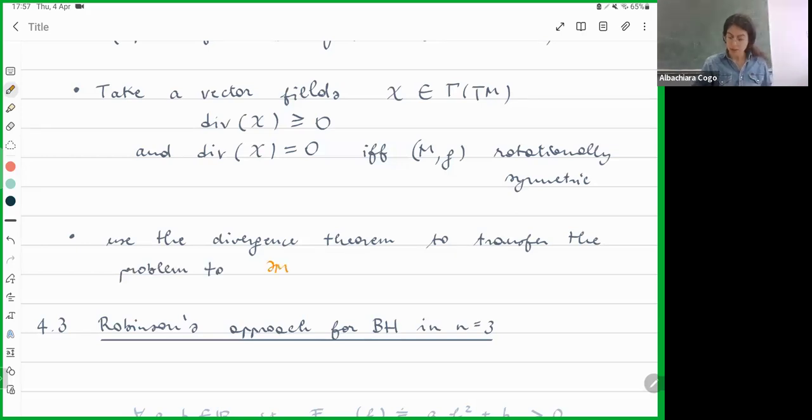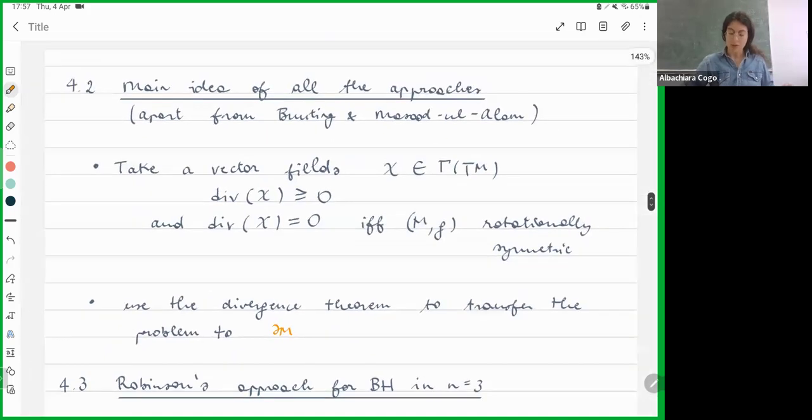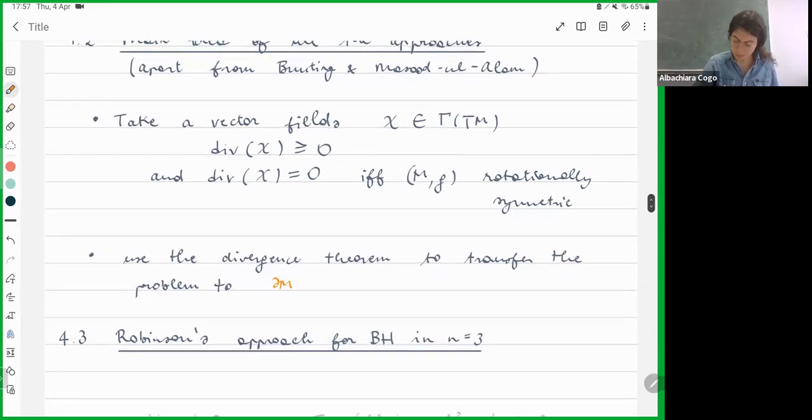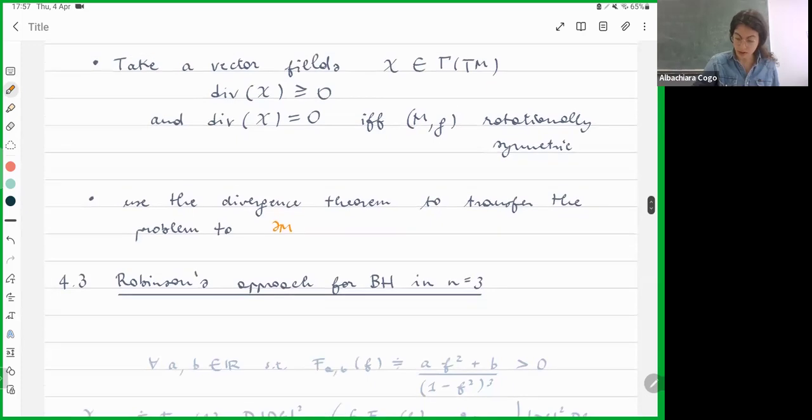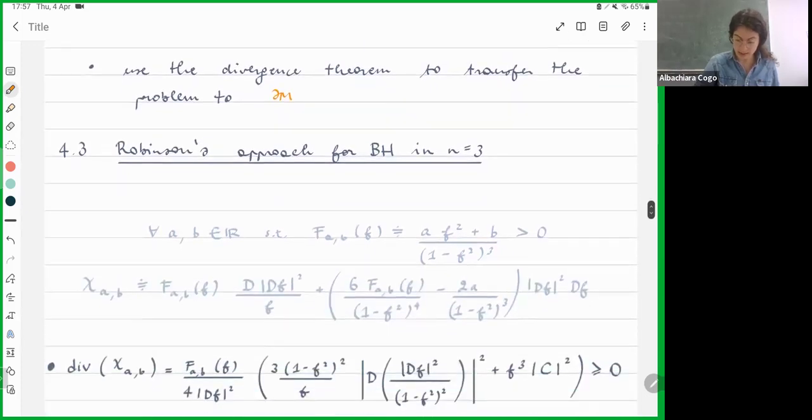In general, we are proving a rigidity statement for the whole manifold. To do that, we want to show that this divergence is zero. And to show that the divergence is zero, we use the divergence theorem to use the properties of the boundary and get equalities in the divergence equation. So let's see what Robinson did in the black hole case in 3 dimensions.